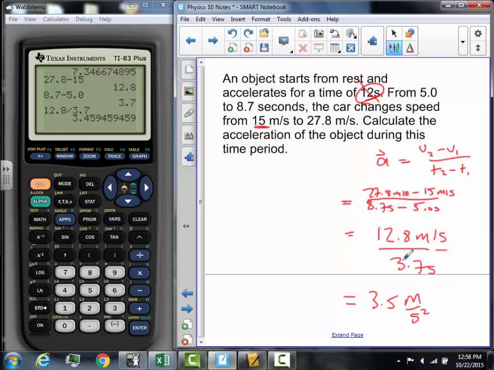Pause and watch this for a second here. You see how this is meters per second? But then there's an extra second on the bottom. Technically, we're dividing by seconds 2 different times, so I'm going to square that.